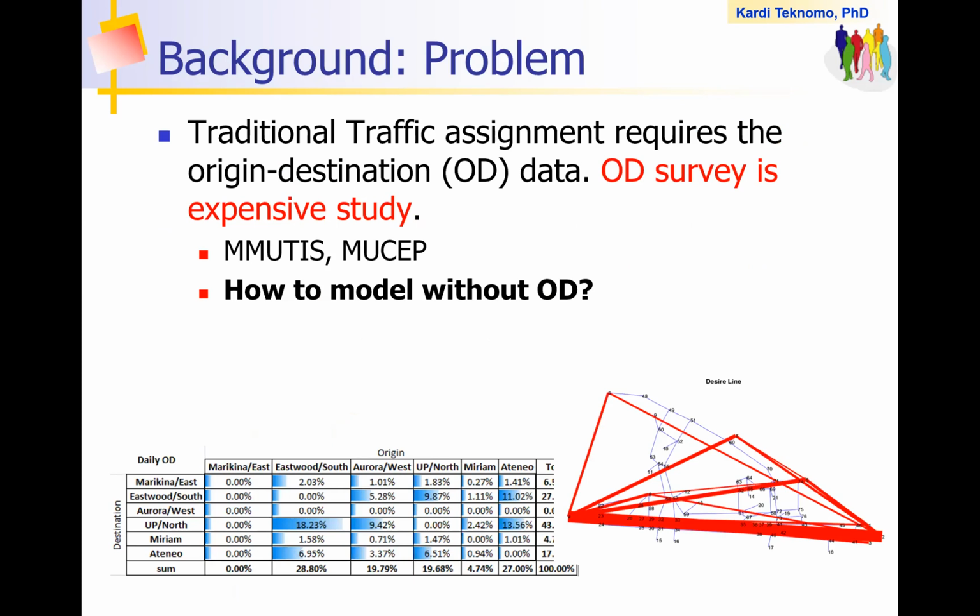But what happens in traditional traffic assignment? You need the OD matrix, isn't it? And the OD matrix is so expensive. I remember you have MUTIS, which is in 1996, is that correct? And then MUSEP is 2016, isn't it? So 20 years apart. Why? Because it's very expensive to do an OD matrix survey.